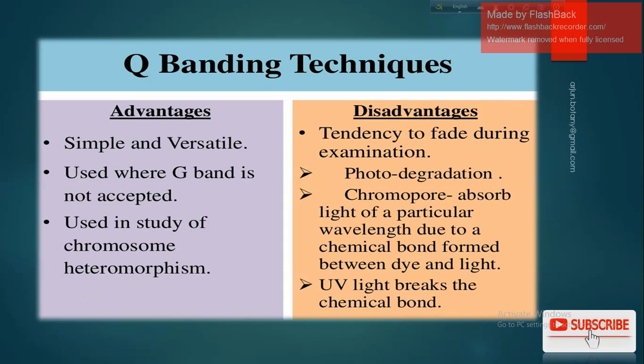Next, what are the disadvantages? The disadvantage here is photodegradation, which is a very disadvantageous character. The chromophore absorbs light of a particular wavelength due to chemical bond formation, and sometimes UV light breaks the chemical bond between A and T. So sometimes the AT region is not stained with Q banding.